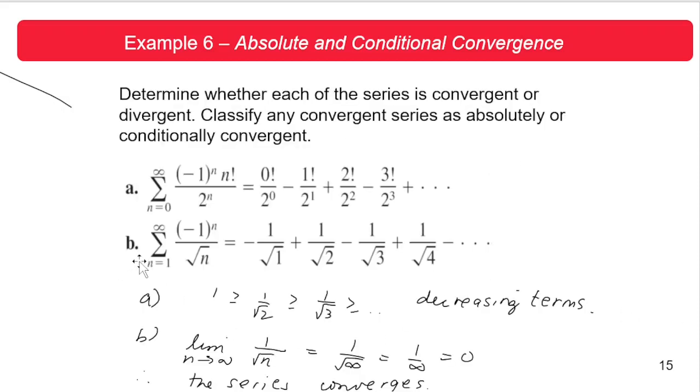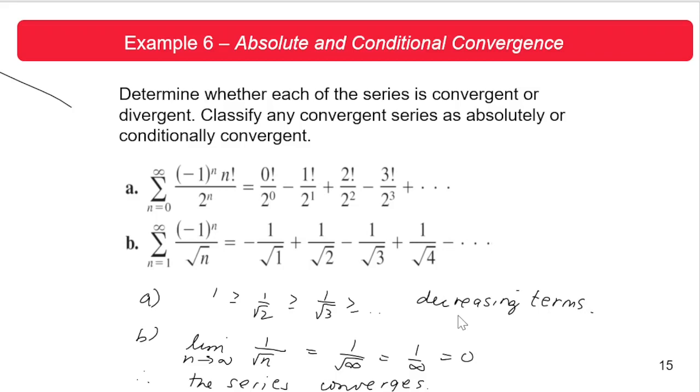Okay, for the second example, given the summation of negative 1 raised to n all over square root of n, where n is from 1 to positive infinity. So if the value of n is 1, then we have negative 1 over square root of 1. If n is 2, you have 1 over square root of 2, and so on and so forth. And as you can observe, the first term of the alternating series is greater than the second term. The second term is greater than the third term, and so on and so forth. So this is a series with decreasing terms.